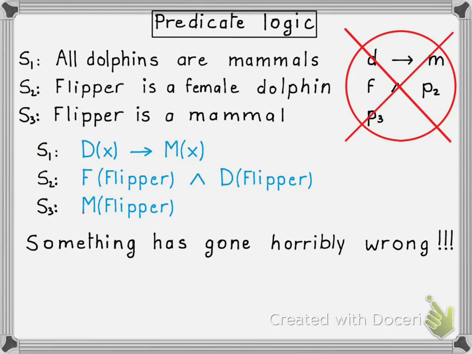Well, is it a declarative statement? Sure it is. D of x implies m of x. I'm not asking a question. I'm not giving an order. This is stating a fact that d of x implies m of x. But it must also have a truth value.